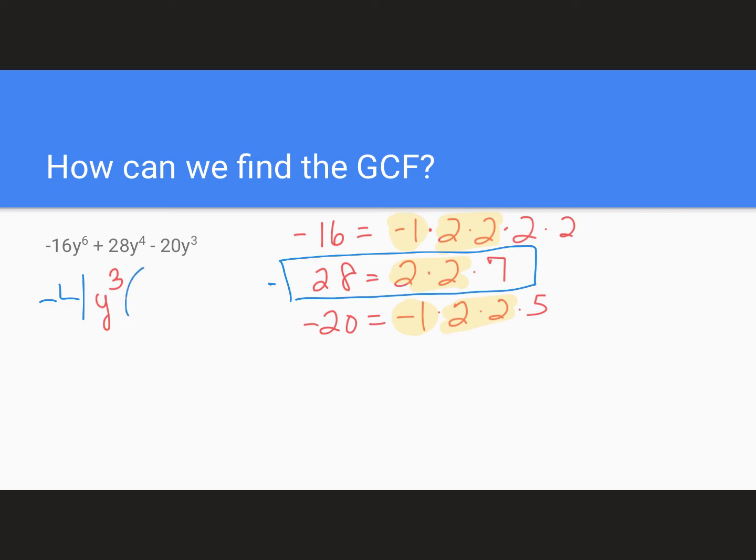So in this case, when I look at what's left here, I have 2 2s. So that becomes 4, and then I had 3 y's left. 4y to the third. The 28 becomes negative, and all I have left here is a 7 and then a y. And then for -20y to the third, all that's left is a 5.